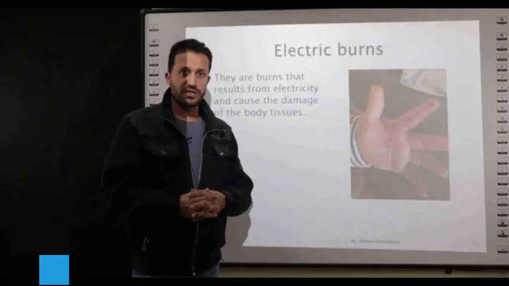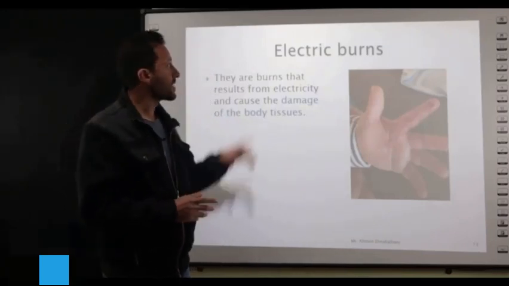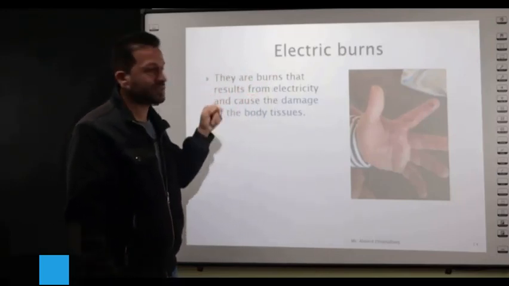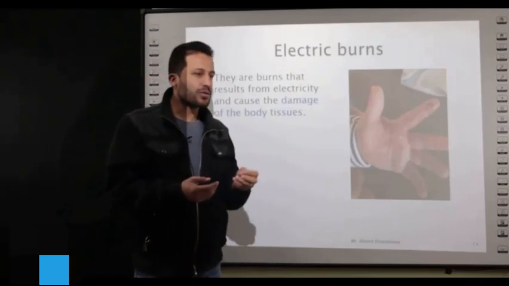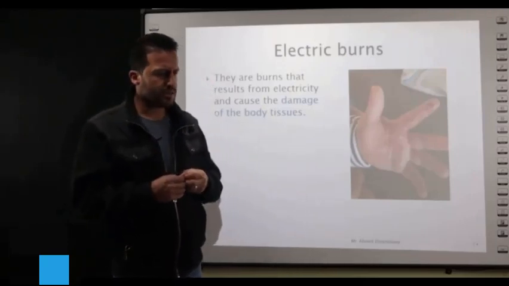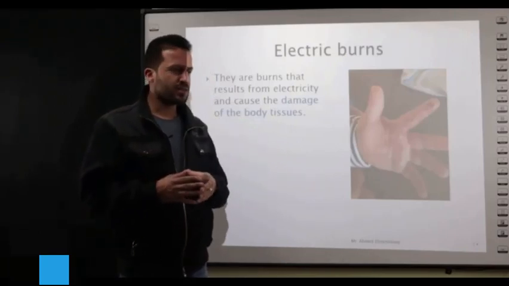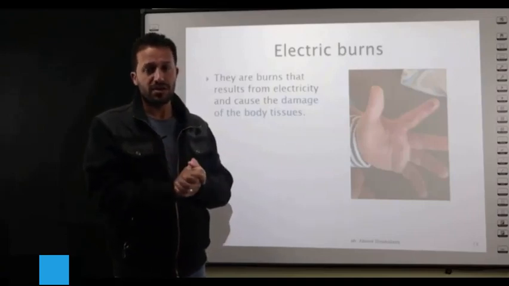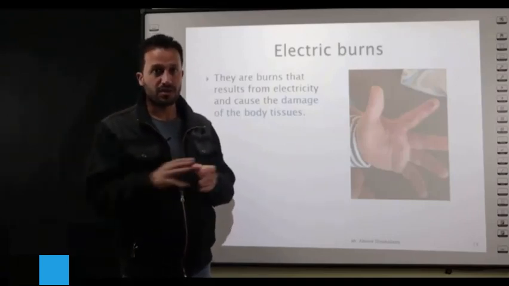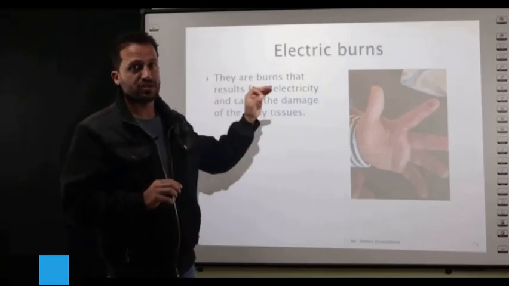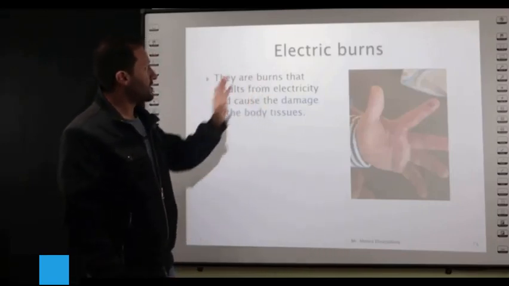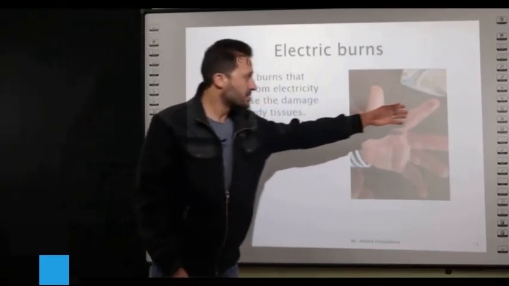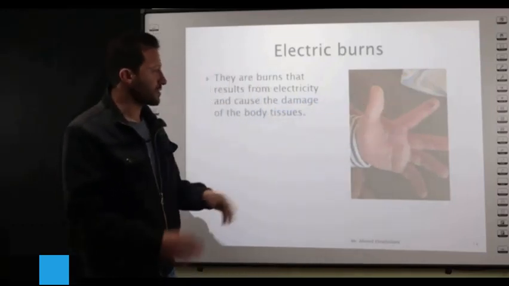Finally, number three, the direct injury from electric energy, the electric burns. Electric burns are burns that result from electricity, because we also have regular burns. Regular burns are when our mother is cooking food and the flame comes on her skin and causes a burn. This is a regular burn, but we are talking about electric burns that are caused by electric energy. And this electric burn causes damage to body tissue like the skin. The skin burns and is damaged.